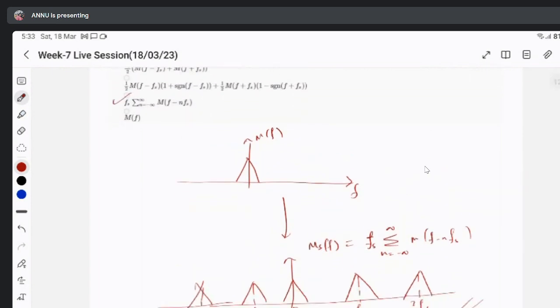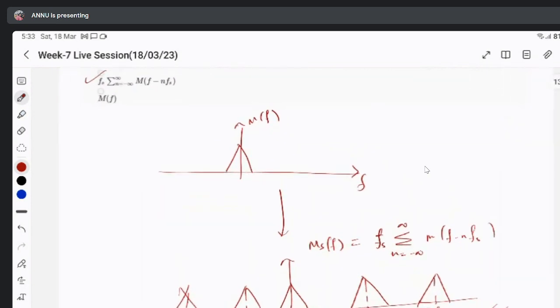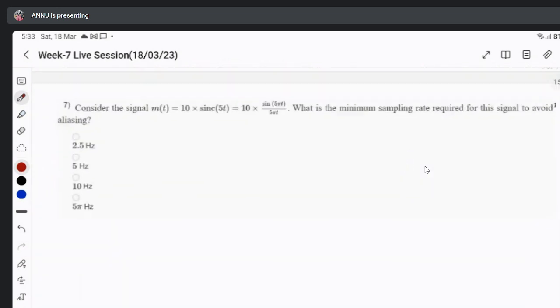Ma'am, here we can also say that sampling is nothing but modulation with an impulse train. Yes, that is what PAM is, modulation with a pulse train. That's why we are multiplying by Fs in the frequency domain. We are multiplying with the pulse train p(t) in the time domain, and then we get this type of spectrum in the frequency domain.